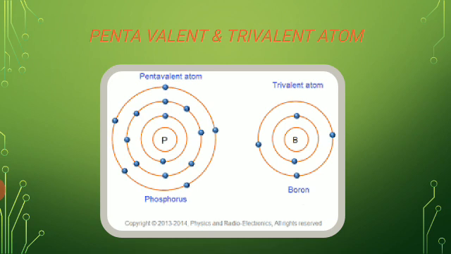Now we consider the boron atom. Atomic number is 5. So it has 5 electrons. K shell is filled by 2 electrons, but L shell is filled only by 3 electrons and it is an incomplete shell. So due to the presence of 3 electrons in the outermost incomplete shell of boron, boron is called a trivalent atom.